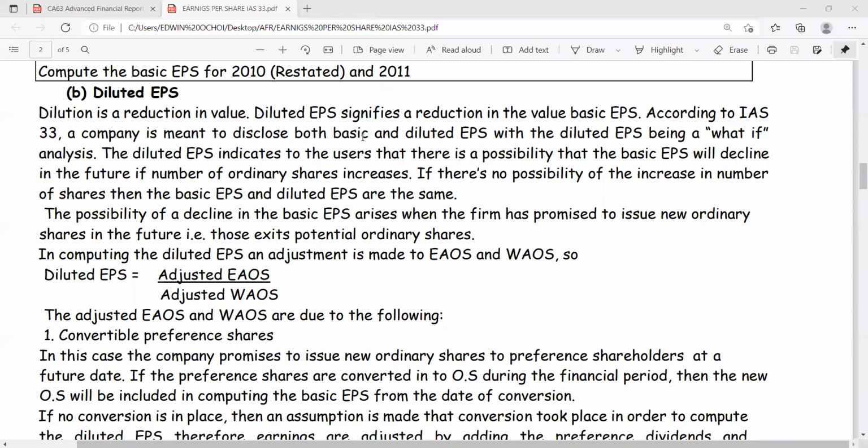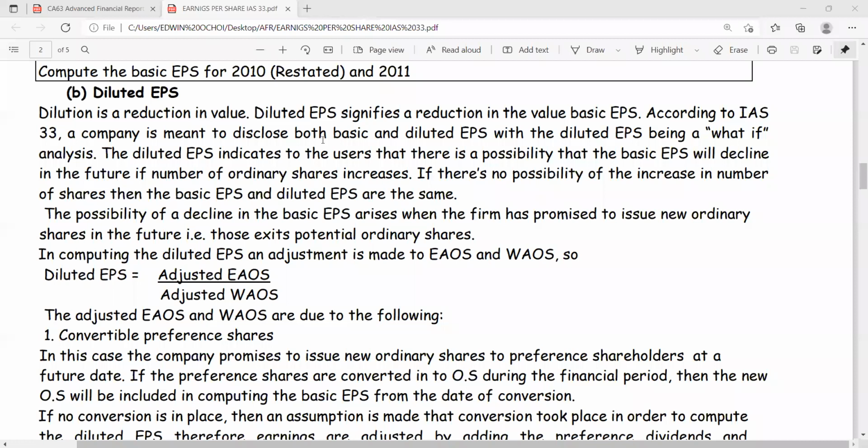So according to IAS 33, a company is meant to disclose both basic and diluted, of which we have done a bit of basic. The diluted earnings per share is a what-if analysis. Diluted EPS indicates to the users that there is a possibility that the basic earnings per share will decline in future if the number of ordinary shares increases. If there is no possibility of an increase in the number of shares, then the basic earnings per share and the diluted earnings per share are the same.